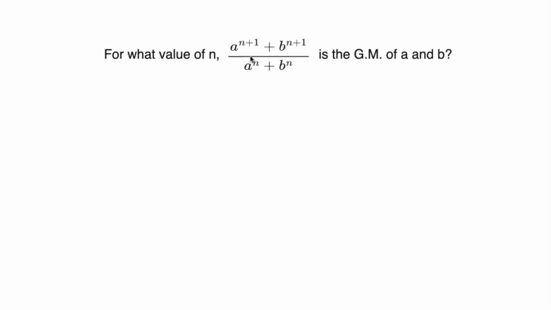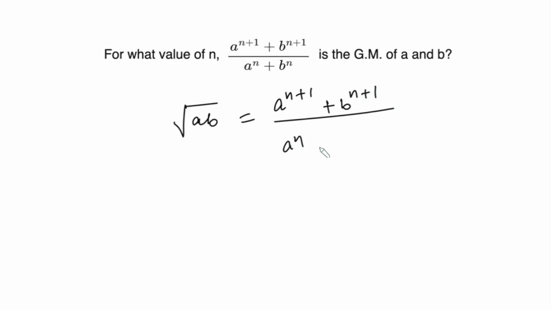For what value of n is (a^(n+1) + b^(n+1)) / (a^n + b^n) the GM between a and b? We know that the GM between a and b is given as the square root of ab. So in this case, we want to find for what values of n this will be equal to (a^(n+1) + b^(n+1)) / (a^n + b^n).